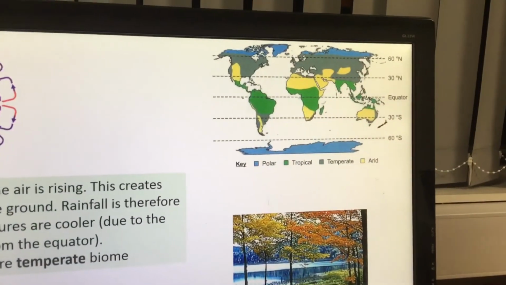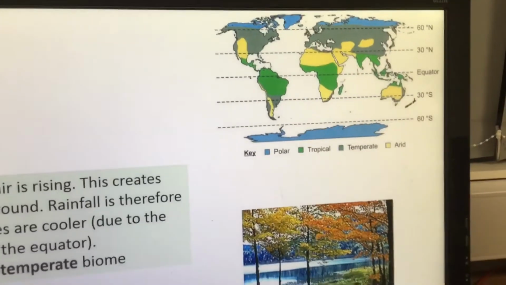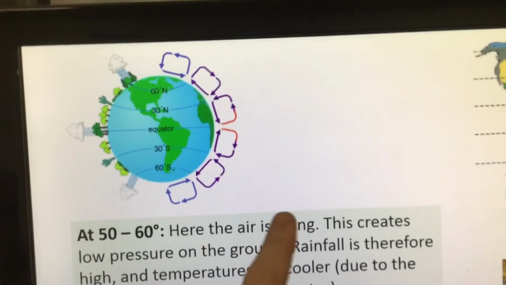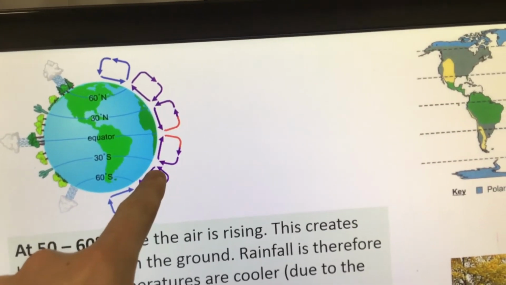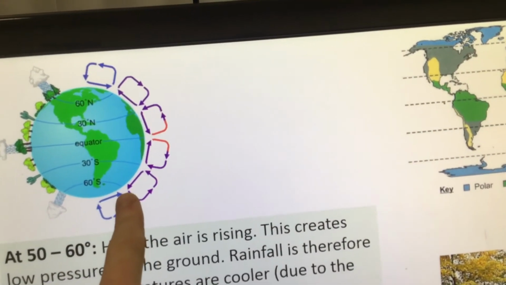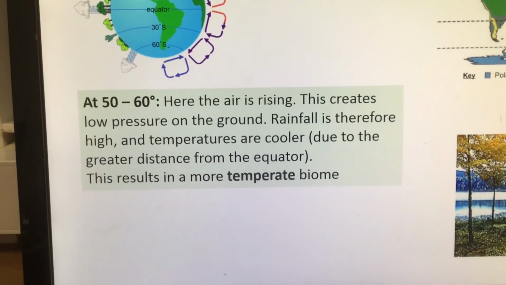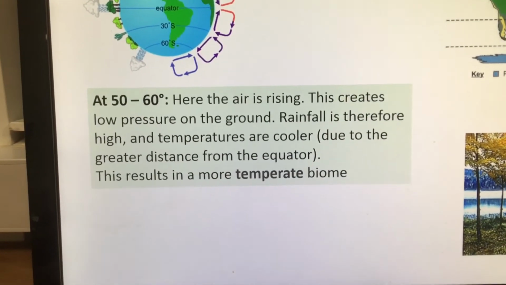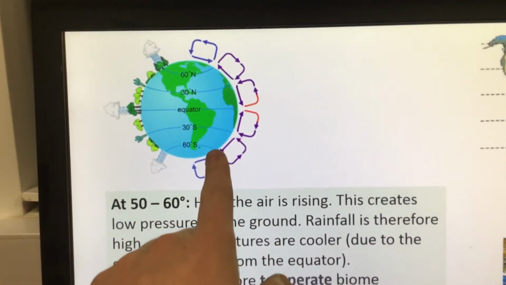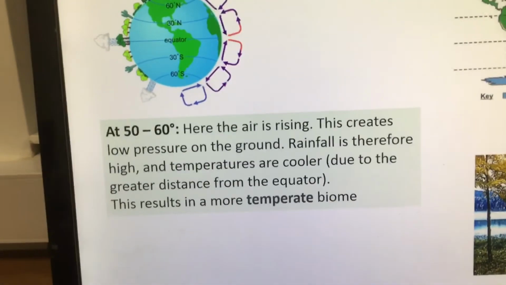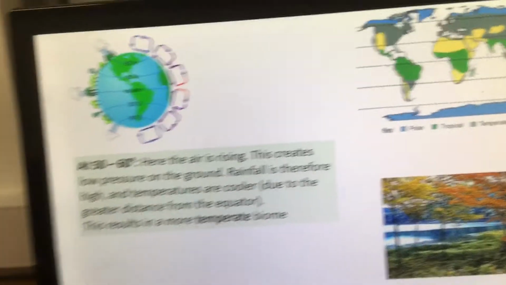Moving on, at about 50 to 60 degrees, this is where you tend to get the temperate climatic zone. And if you look on here, this is because you get cold air which is coming from the poles, and you get air which is coming from the tropics meeting each other at about 60 degrees. And because they meet each other, they force each other upwards. So here the air is rising, which creates low pressure on the ground, which therefore creates rainfall. And due to the fact that we're a little bit further away from the equator, and so the sun's rays are slightly less concentrated, it's therefore a lot cooler there. Hence why you get the temperate climatic zone here.